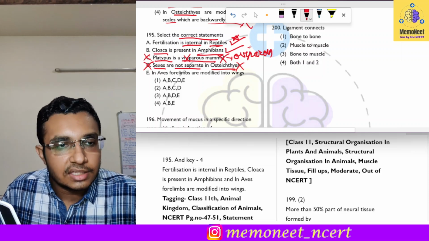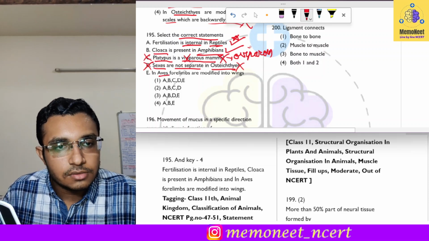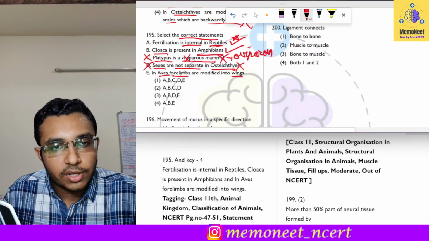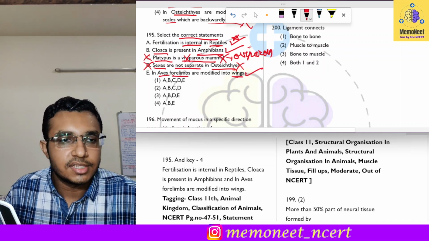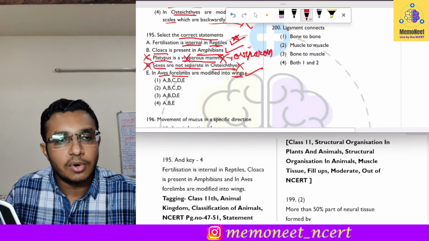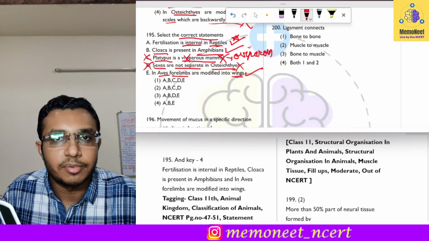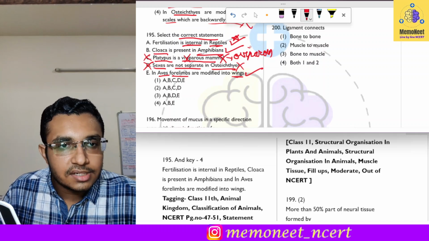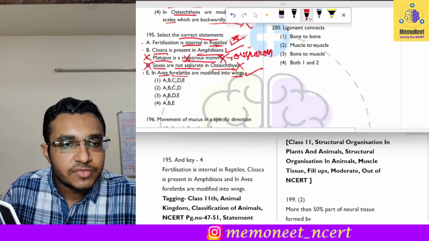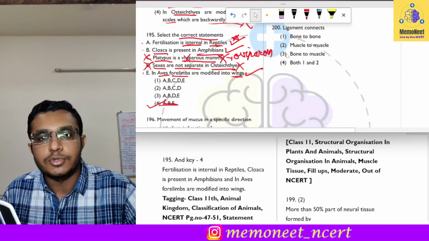Okay, then option E is in aves forelimbs are modified into wings. So yes, this statement is absolutely correct. Okay, so in the birds or the aves the forelimbs are modified to form wings which help in flying. So the correct statements are A, B and E. So the correct answer of this question will be option 4.